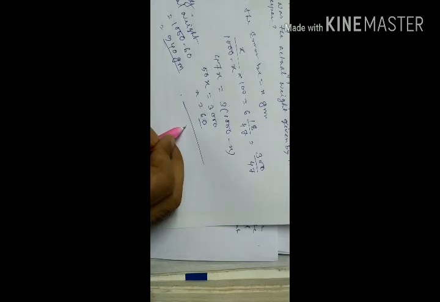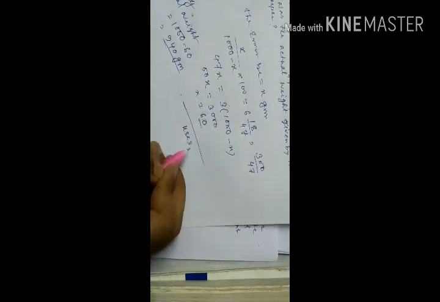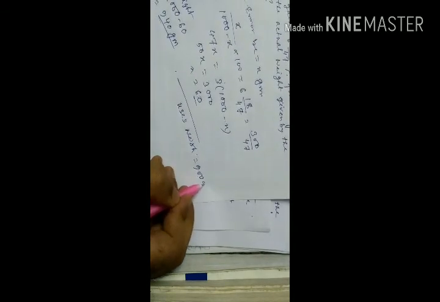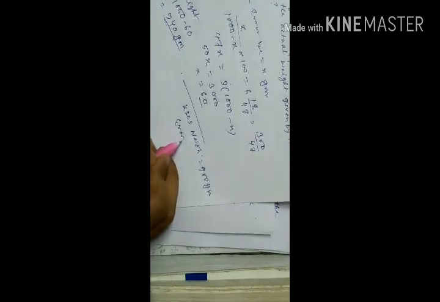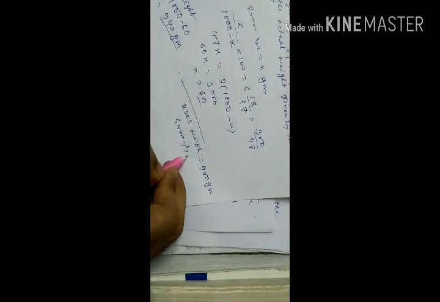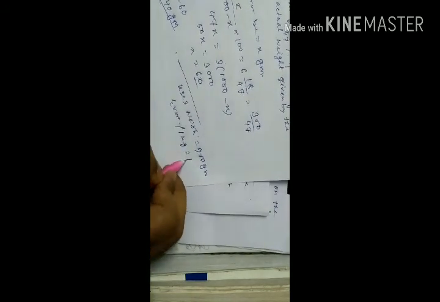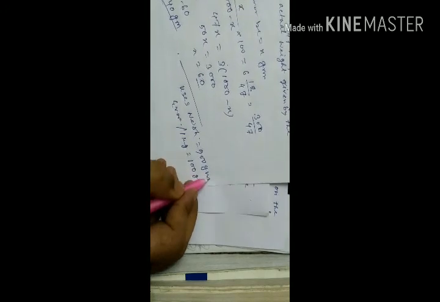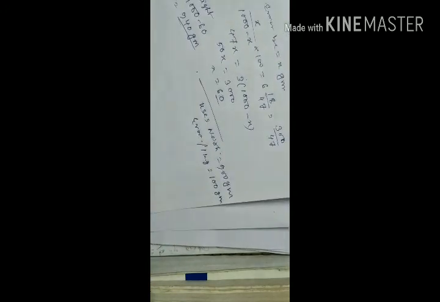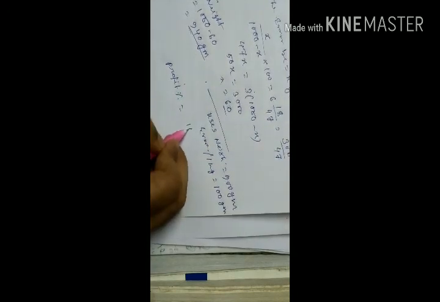The shopkeeper here uses the weight 900 grams. So error per 1 kg equals to 100 gram. Okay. So using this formula we can get the profit percent equals to error by 1000 minus error into 100.